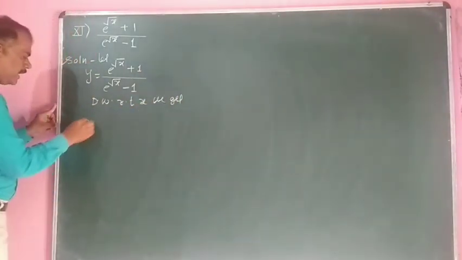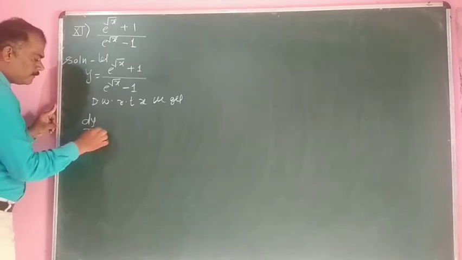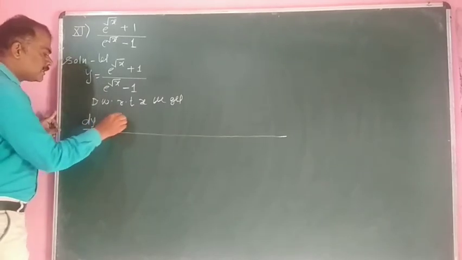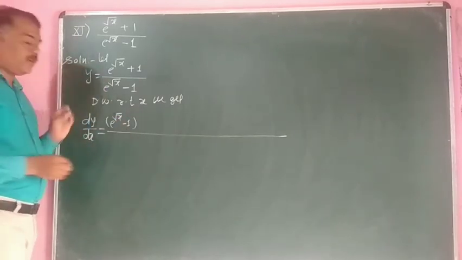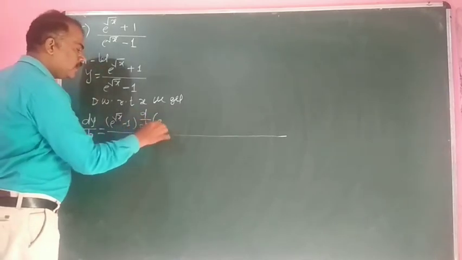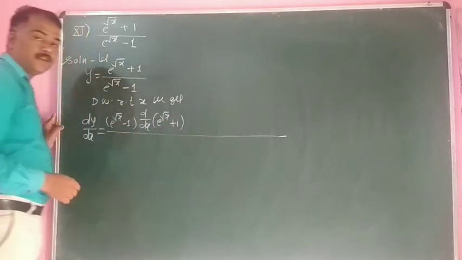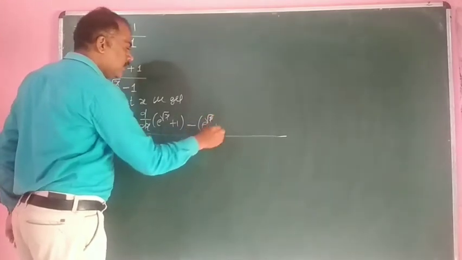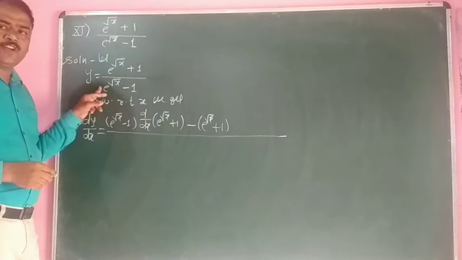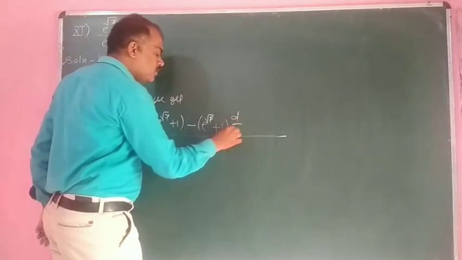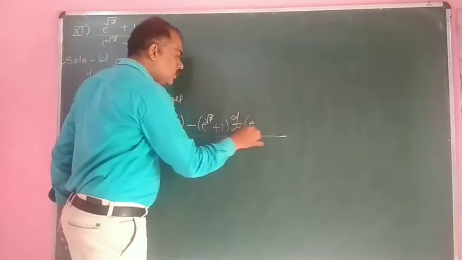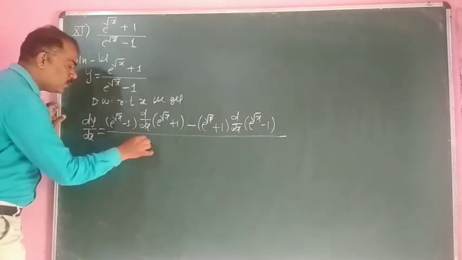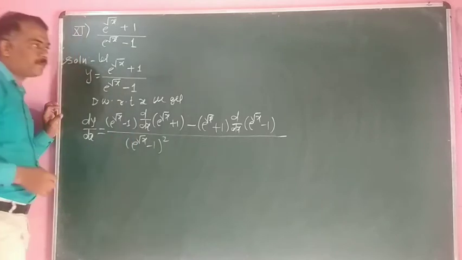We get dy by dx by using the quotient rule: denominator, e raised to root x minus 1, into the derivative of numerator, that is d dx of (e raised to root x plus 1), minus numerator, e raised to root x plus 1, into the derivative of the denominator, that is d dx of (e raised to root x minus 1), divided by the square of the denominator, that is (e raised to root x minus 1) bracket square.